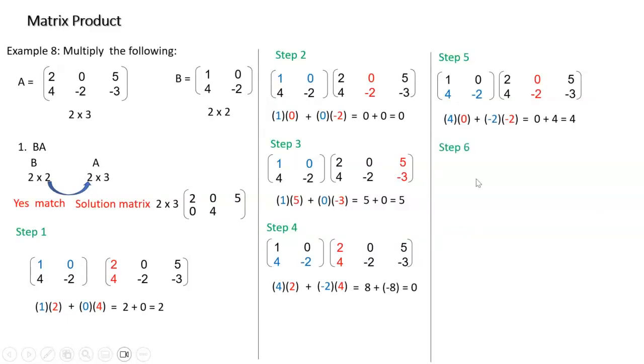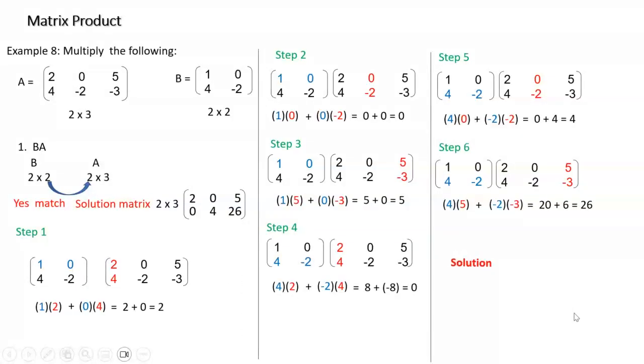And finally, we come to the last step, where we multiply the second row times the last column, which is column 3. It's going to give us 4 times 5 is 20, and -2 times -3 is 6, so the answer will be 26. So that's my last entry, which goes on the second row, third column. So this is my solution: 2, 0, 5, 0, 4, 26.